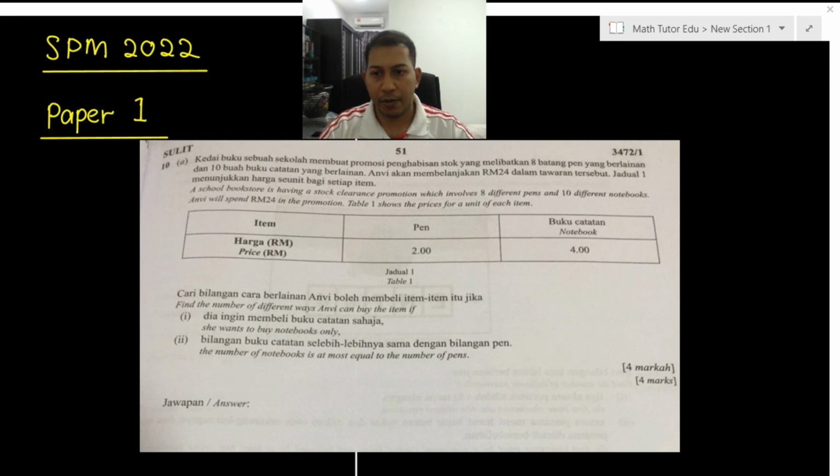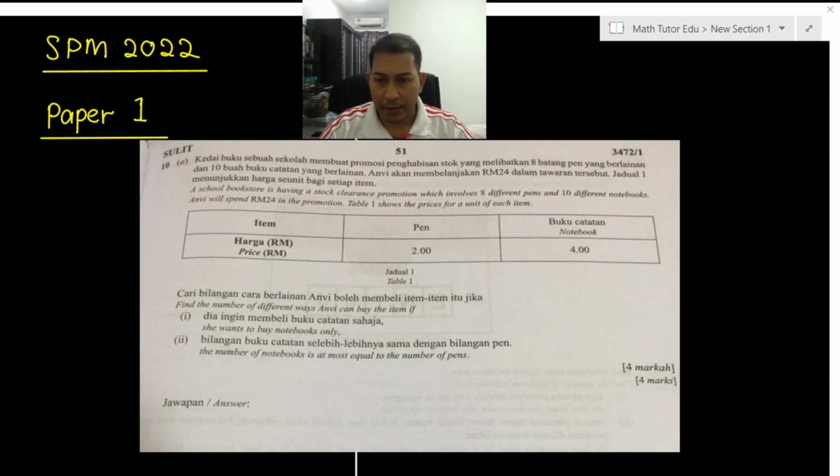Let me read the question now. For question 10 part A, a school bookstore is having a stock clearance promotion which involves 8 different pens and 10 different notebooks. NV will spend 24 ringgit in the promotion. Table 1 shows the price for a unit of each item.